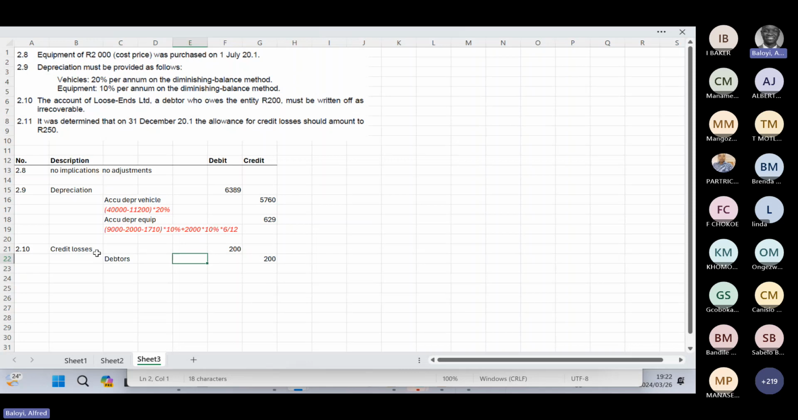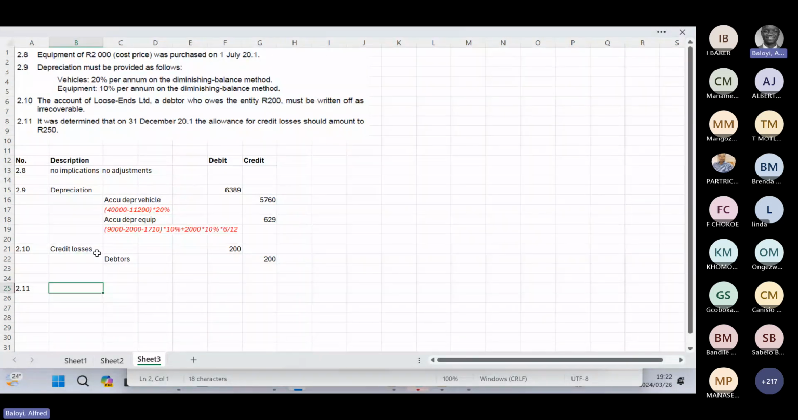And then lastly, on 2.11, the allowance for credit losses amount to 250, should amount to 250.